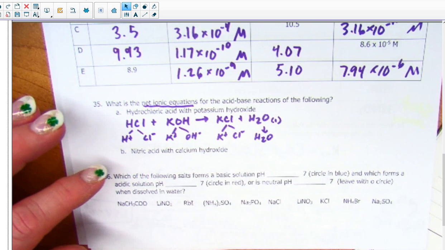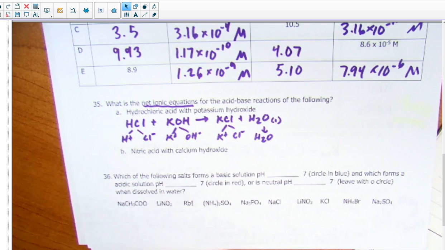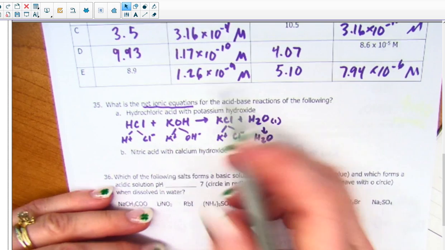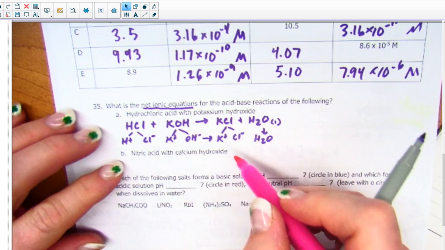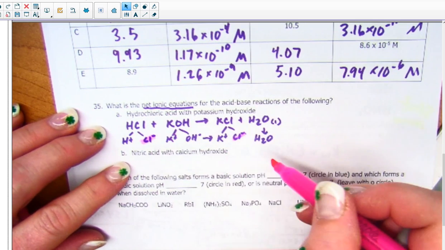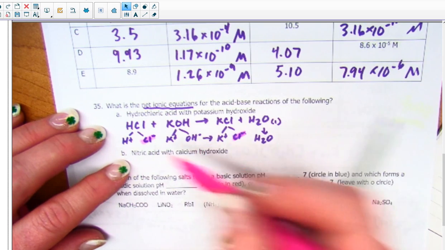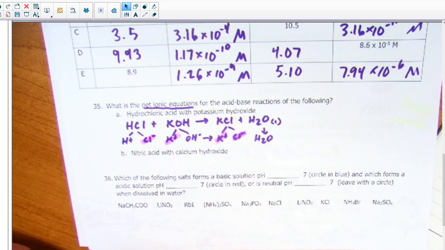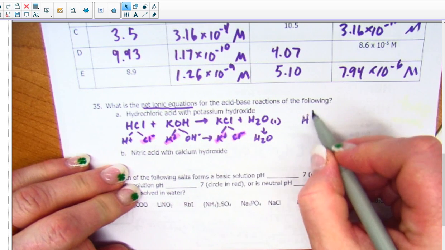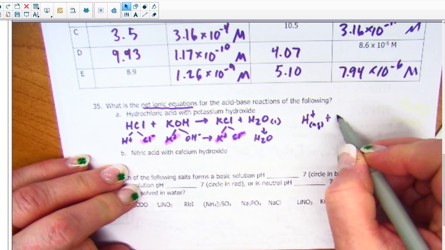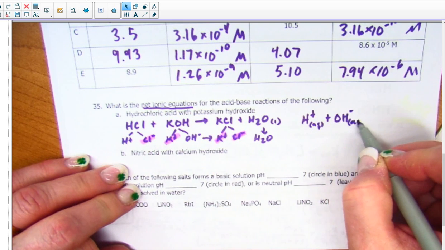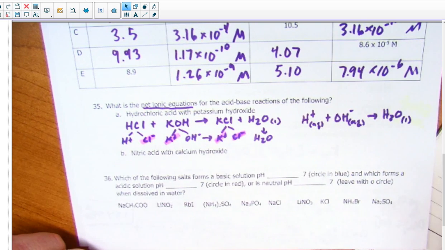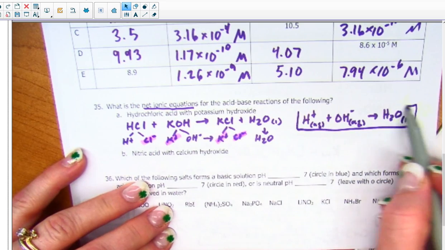Now, what we know is that some things are going to cancel, and those things are going to be the same on both sides. So remember, our arrow is right here. If it's the same on both sides, like this chlorine and this chlorine, they're called spectator ions. So this chlorine and this chlorine cancel out as spectator ions, this potassium and this potassium cancel out as spectator ions. So what's left? Well, H plus aqueous plus OH minus aqueous yields H2O as a liquid. That's the net ionic equation. So this is what they're looking for.